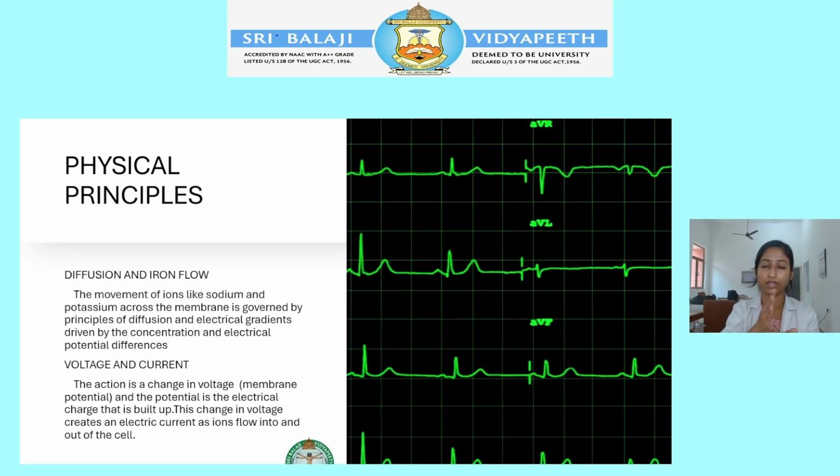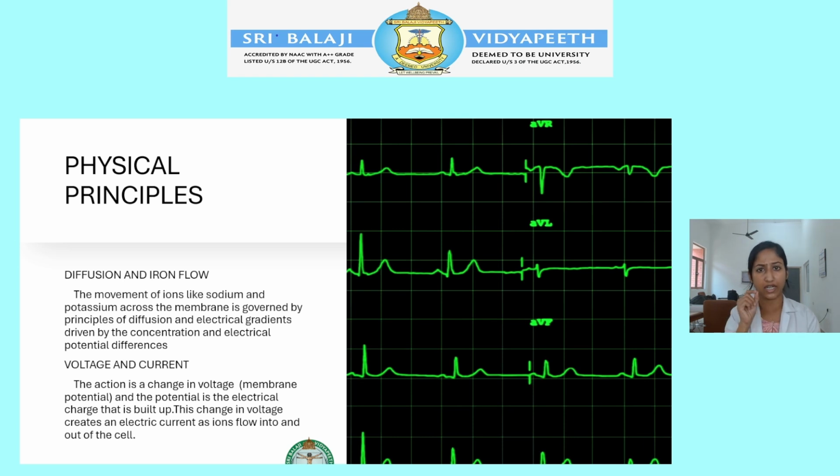Diffusion is nothing but the flow of ions that causes a change in charges, and that is called diffusion. And current flow is when the ions are flowing, they carry the charges. So that is the difference between diffusion and current flow, which work on the principle of the action potential. And the last one is voltage and current.